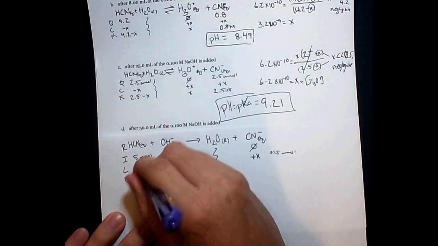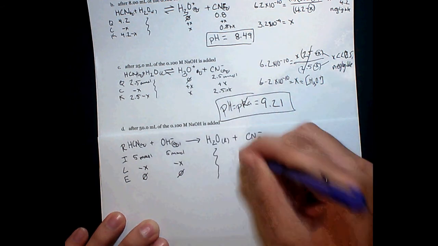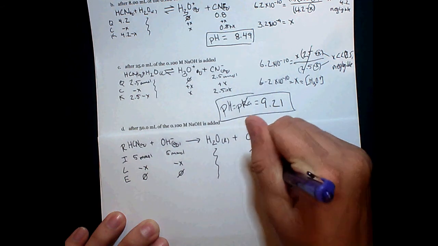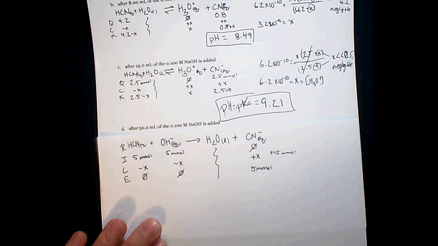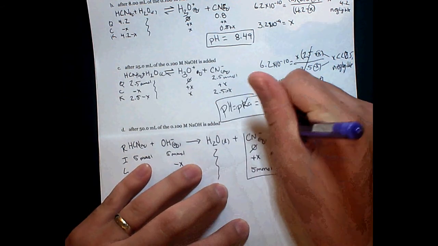And if that's true, this is 0, and all of that has been converted into HCN and water. So we have 5 millimoles of the HCN. So that's pretty nice because we don't have to worry about the HCN in the reaction. So we have just this in the reaction.